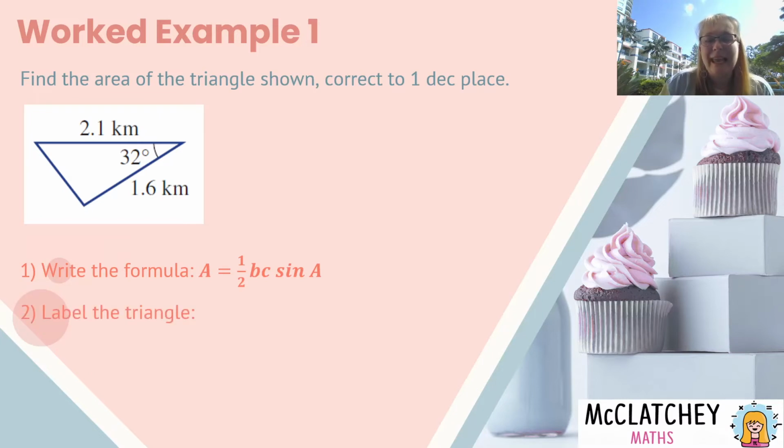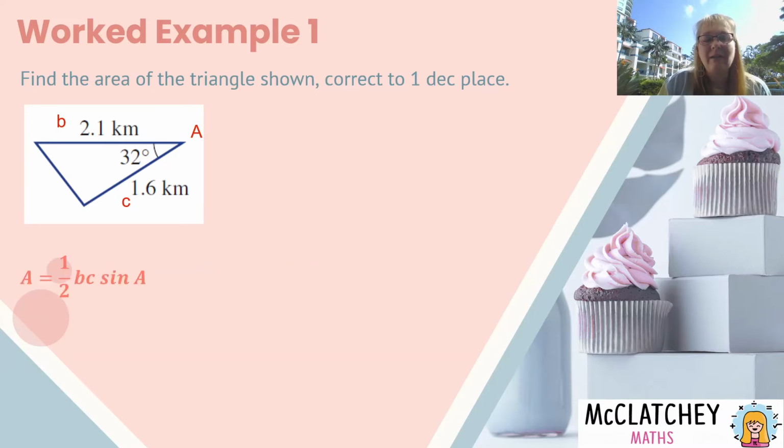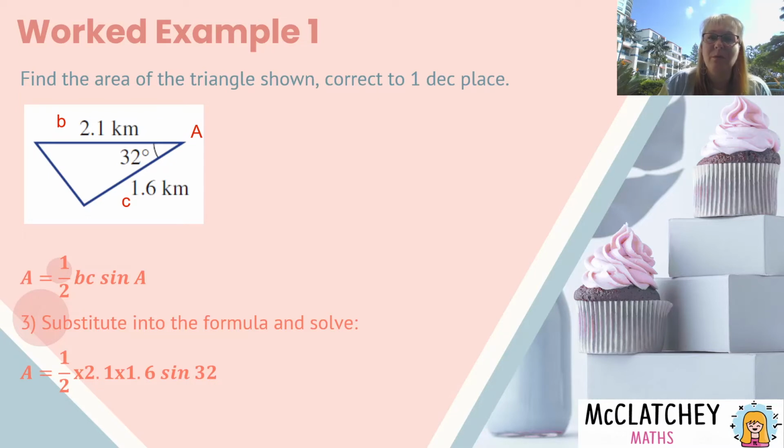So we're going to label our triangle first with the three variables A, B and C. Notice A is the angle, and B and C are the sides on either side of the angle. Now it's time to substitute into the formula and solve. If we substitute, we get half times 2.1 times 1.6 times sine of 32, and that comes to 0.89 kilometers squared because we found area. That's why we need to have the correct units of measurement.